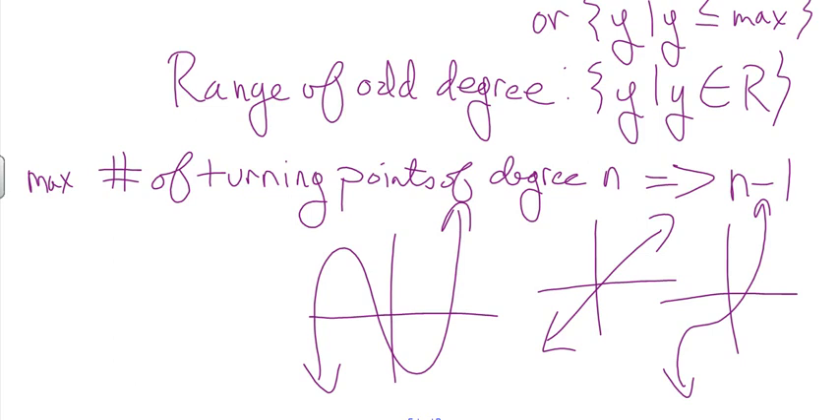So, we need to be able to identify: is this degree 1? Is this degree 2? Is this degree 3? We need to be able to talk about n behaviors. We need to be able to talk about how many turning points something can have. I could ask you, what's the maximum number of turning points of a degree 972 function? And you say 971, because you know that it's one less than the degree.